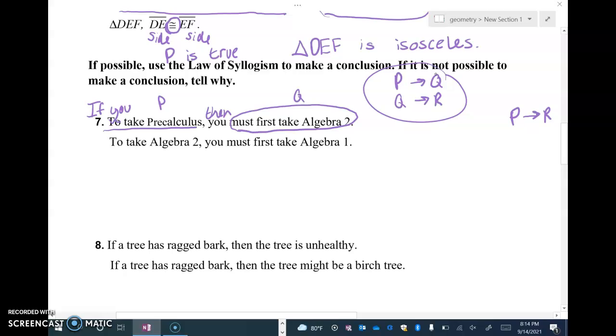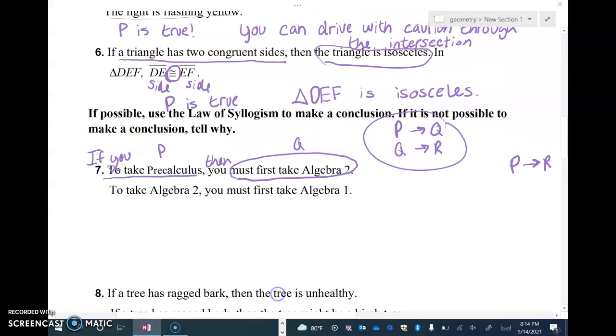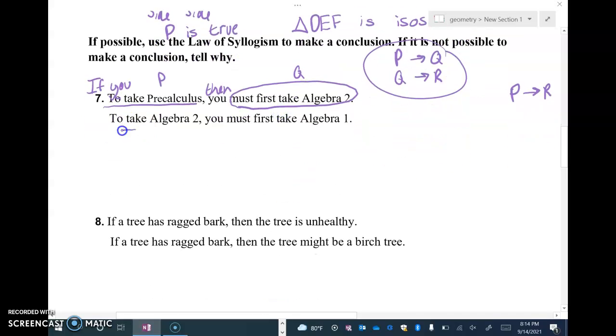So now it says to take algebra 2, you must first take algebra 1. Now I'm going to circle this to take algebra 2 because I circled it for Q already, right? Those are exactly the same thing. So that's also Q. So we have if P, then Q on our first line, and we have if Q, then you must first take algebra 1. Which we haven't seen yet, so I'm going to underline it with the squiggles, and that's going to be R. So on this one, you can see if Q, then R. And that's exactly what we have up here, right?